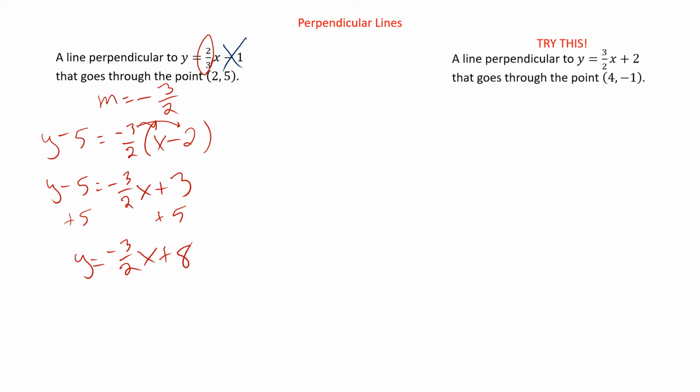Try one for yourself. We have y equals 3 halves x plus 2. And it goes to the point 4 comma negative 1. All right, so think about what the slope is on this line. What do you have to do to get the slope of the perpendicular line? And then put it into an equation and then get that into slope-intercept form. All right, go ahead, pause me, and then come back when you're ready.